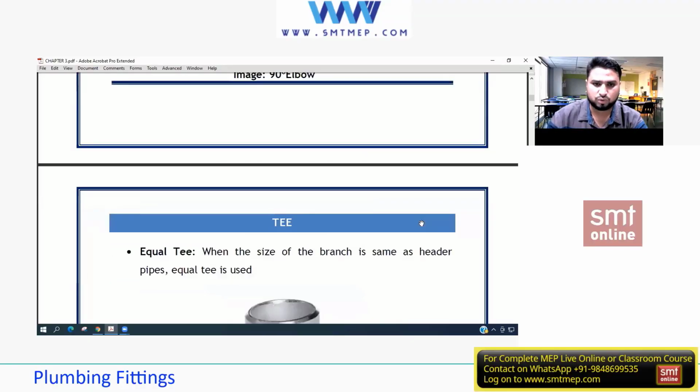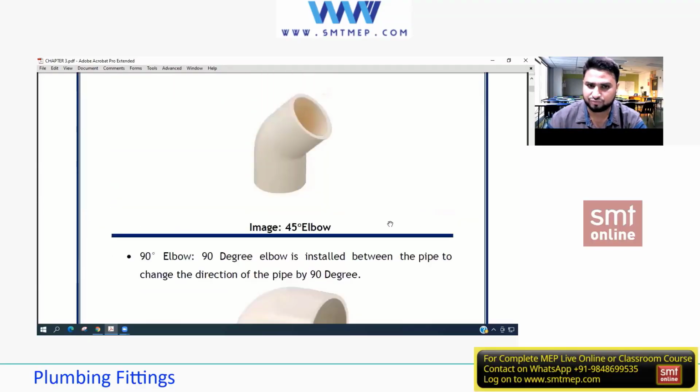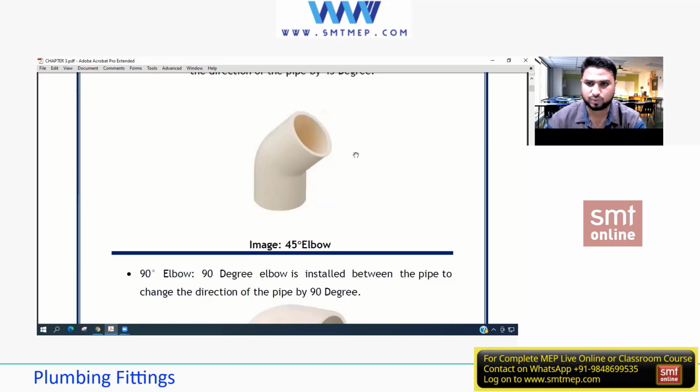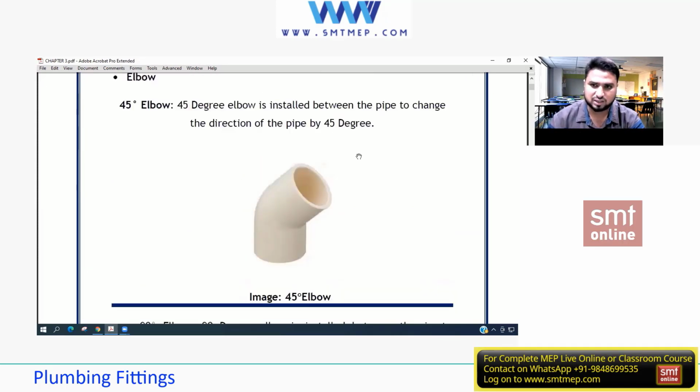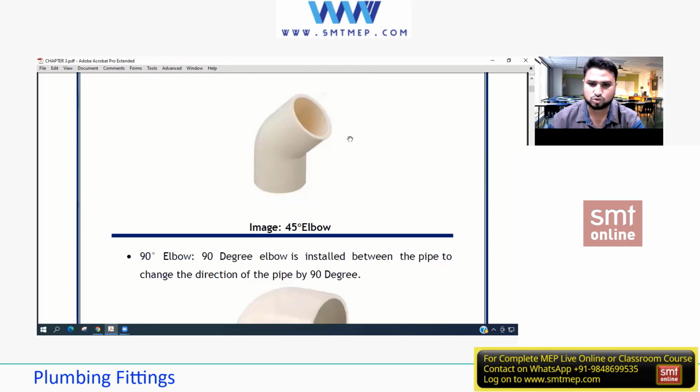So now let's move on. What we have discussed is all about some fittings. First of all, we discussed the very common thing, which is nothing but elbows. In the elbows, we have 45 degrees and 90 degrees. We have seen both, and we have checked that also.